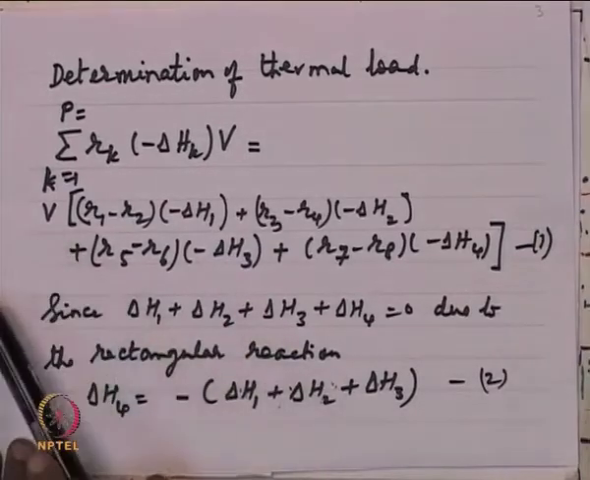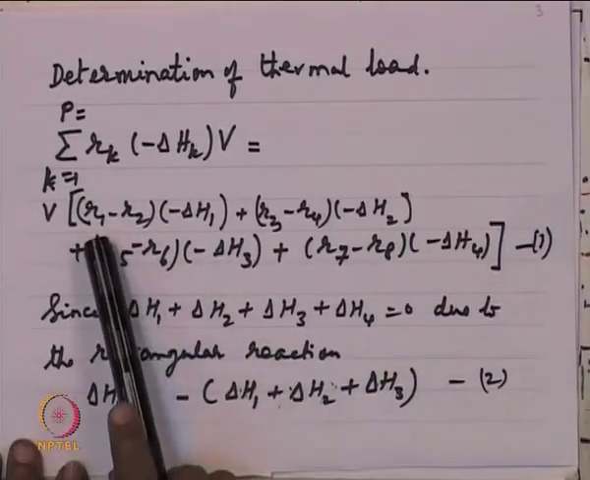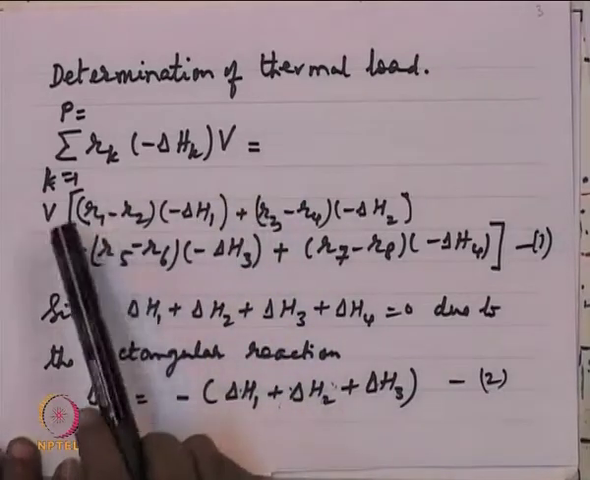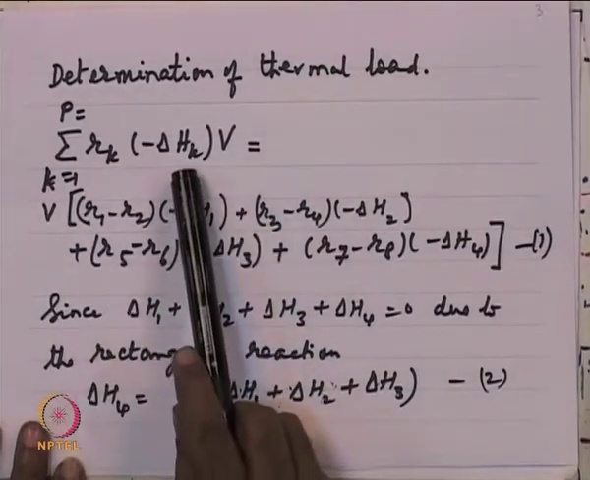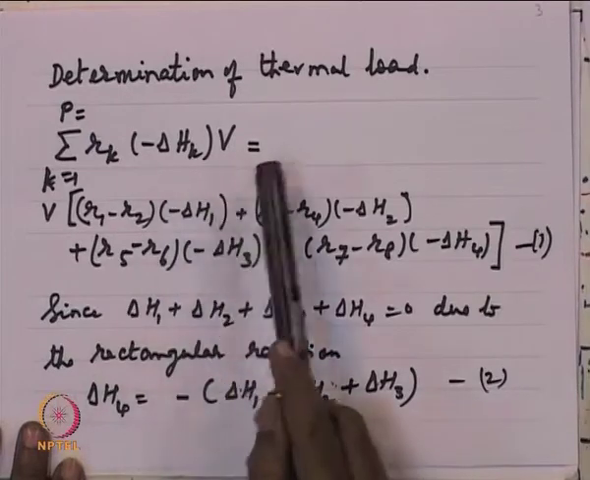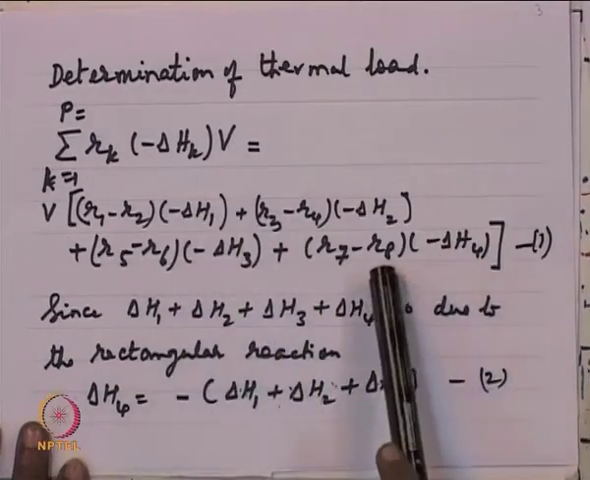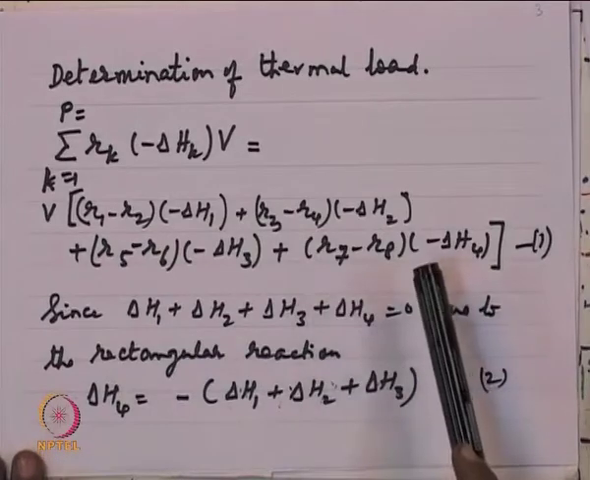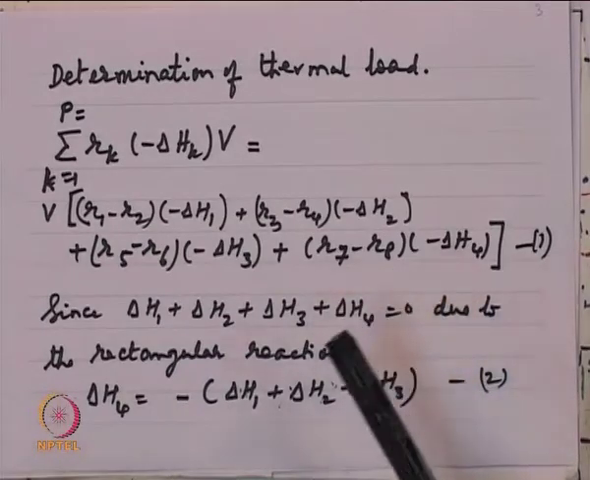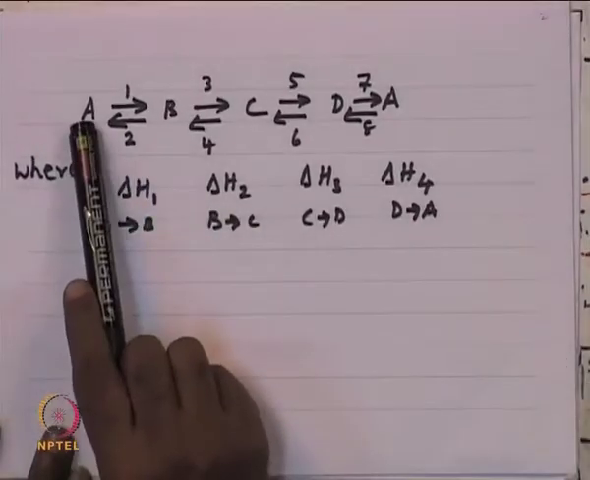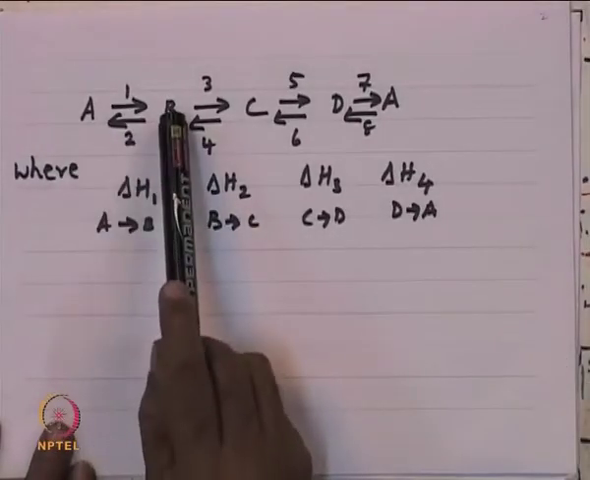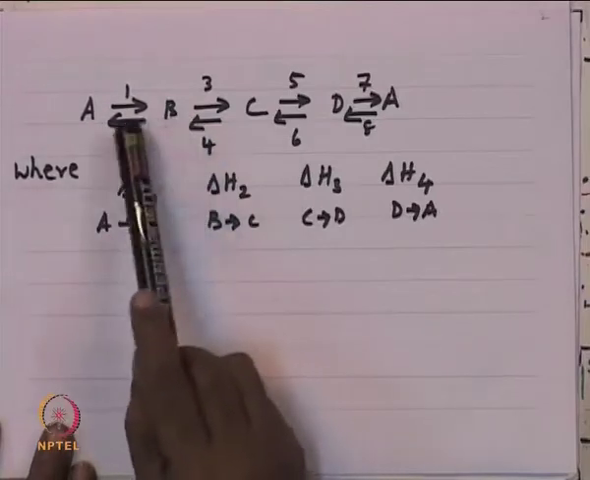V times R_K is R1. If you just expand this, you will find that it is R1 delta H1, R2 delta H2, R3 delta H3, R4 delta H4 and so on up to R8 delta H8. But we know from our understanding that the heat of reaction for A going to B and the heat of reaction for B going to A are just the reverse of each other.